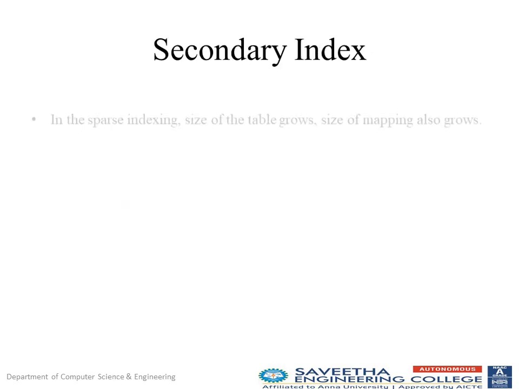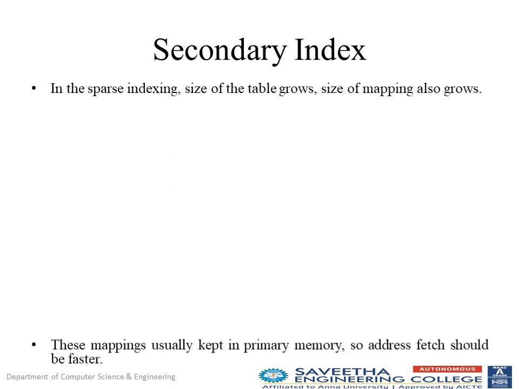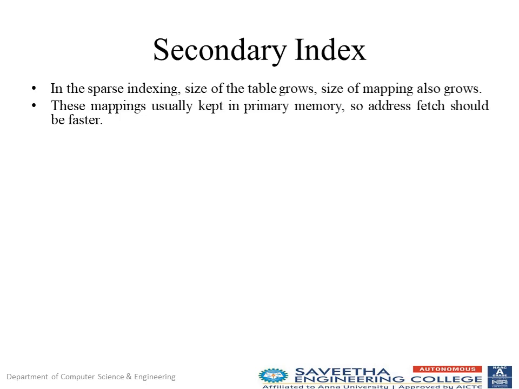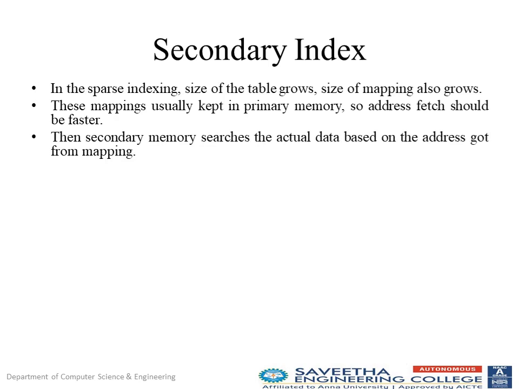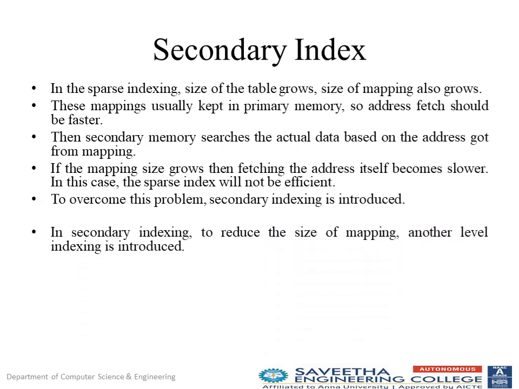The next one, secondary index. In sparse indexing, as the size of the table grows, the size of the mapping also grows. These mappings are usually kept in primary memory so that address fetch is faster. Then the secondary memory searches the actual data based on the address got from the mapping. So if the mapping size grows, then fetching the address itself becomes slower. In this case, the sparse index will not be efficient. In order to overcome this problem, we go for the secondary indexing method.